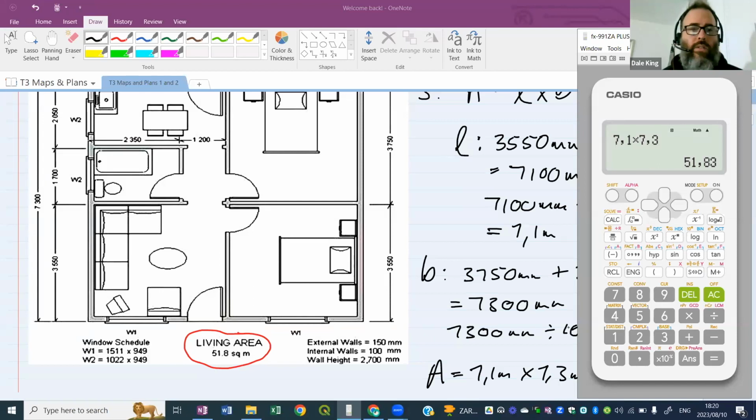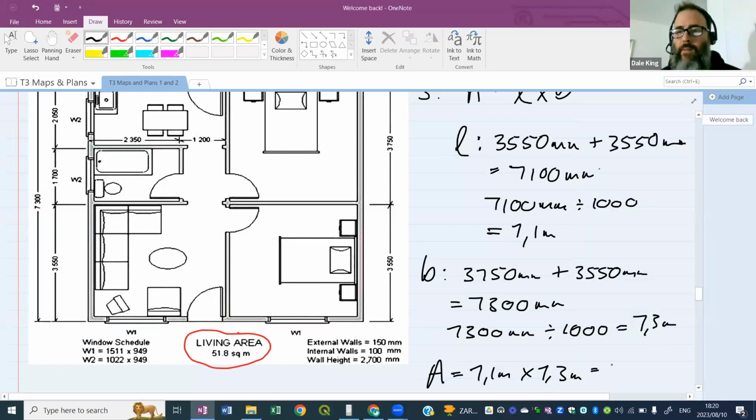What are you getting on your side? The same thing, 51.8. Okay. So yes, they say 51.8. Confirm that this is the area. And we can see here on the diagram, they say the living area is 51.8. So yes, they were right. They've done their calculations correctly. We're checking them, and well done.